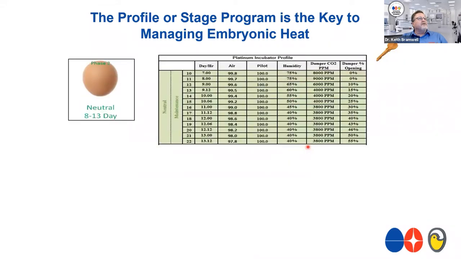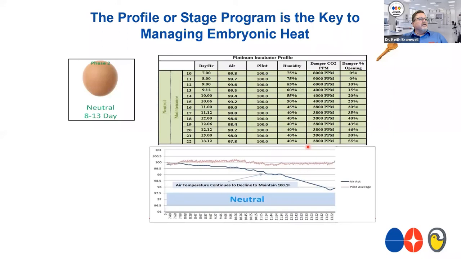And then that neutral phase, same thing here, is that our air temperature starts to have to drop to maintain that shell temperature. And that is so important to give us that proper broiler. Again, if we start getting them too hot at this stage here, we stall development, we stress the embryo, and we can have some long-term effects.